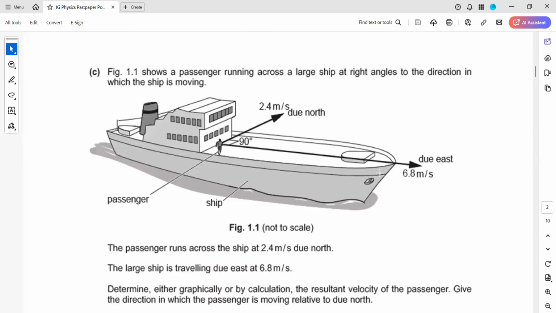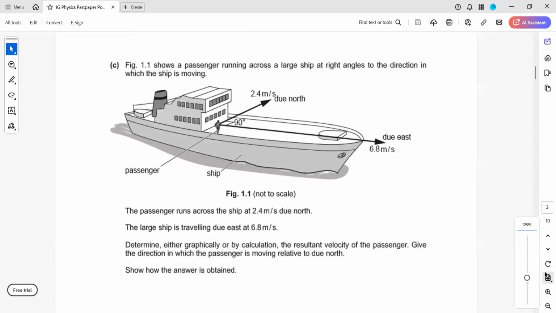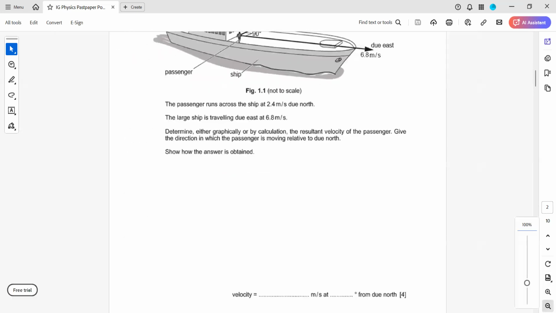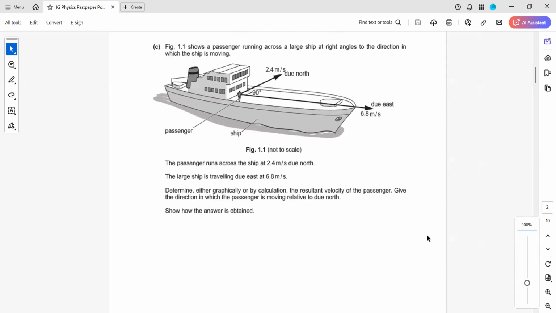The next is figure 1.1, which shows a passenger running across a large ship, at a right angle. Whenever you see a right angle, where two vectors are mutually perpendicular, you can use Pythagoras theorem. In the exam, they will give you both options: graphically, by drawing a scale diagram, or by calculation. So first, the best thing is you always try to draw the vectors.